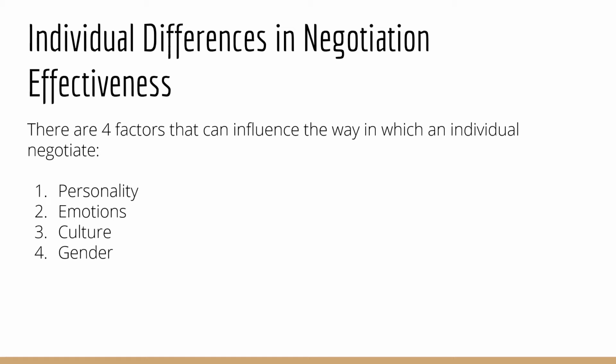Regarding the individual differences in negotiation effectiveness, there are four factors that may influence the way in which an individual negotiates. These are his personality, as his level of agreeableness or self-efficacy, for example, the emotions that he shows during the negotiation process, the culture he comes from, and his gender.